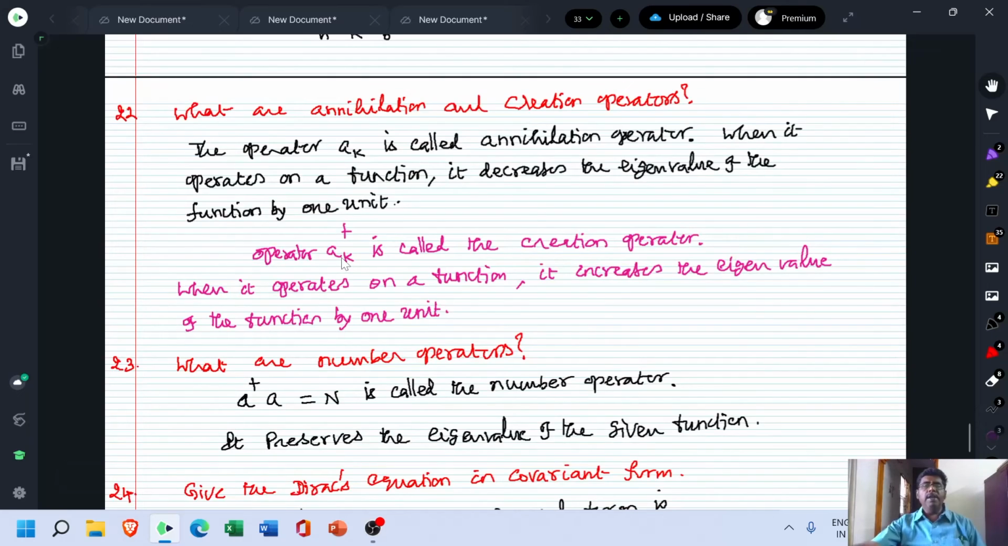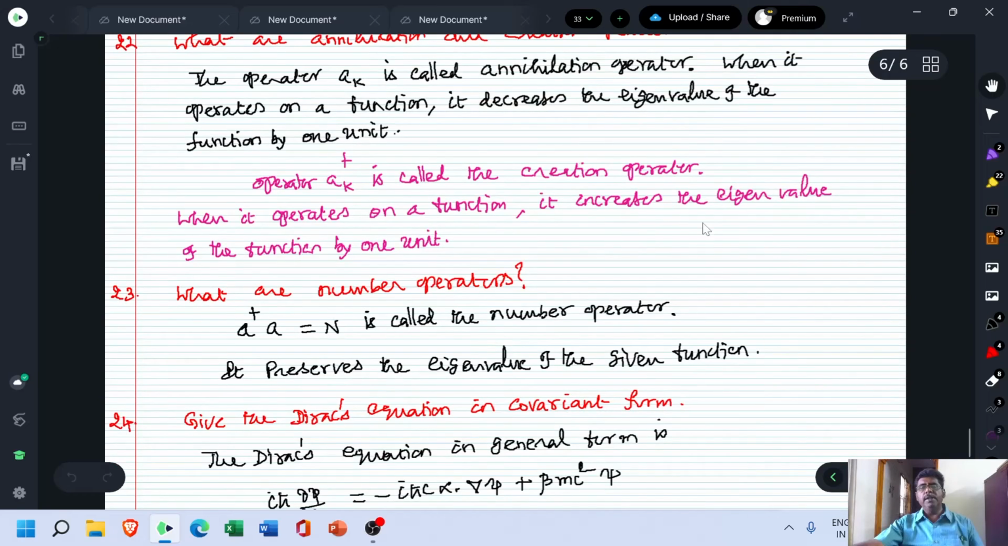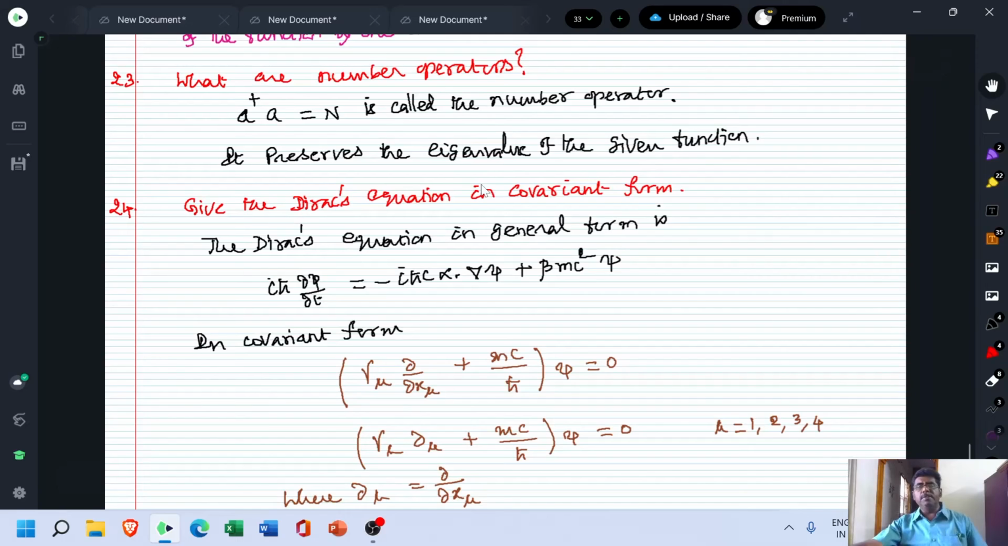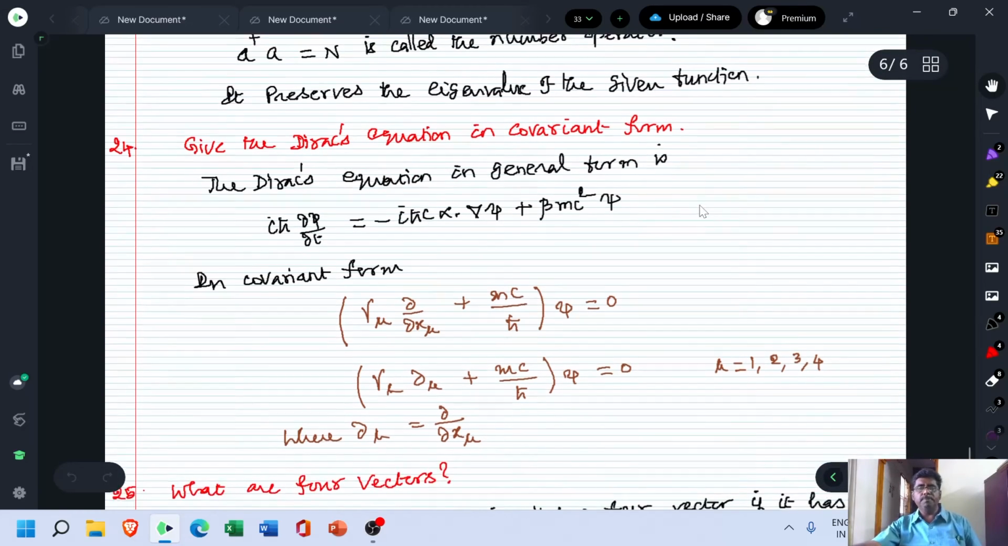What are annihilation and creation operators? The operator a k is called annihilation operator. When it operates on a function, it decreases the eigenvalue of the function by 1 unit. Operator a k dagger is called the creation operator. When it operates on a function, it increases the eigenvalue of the function by 1 unit. What are number operators? a dagger a equal to n is called the number operator. It preserves the eigenvalue of the given function.